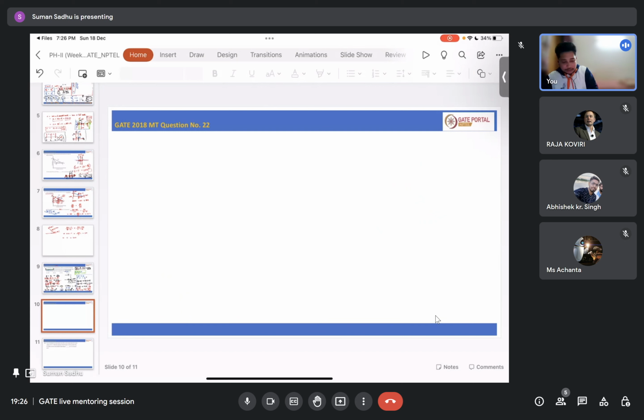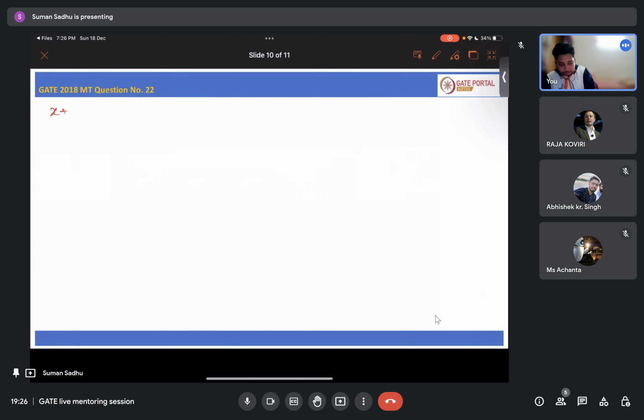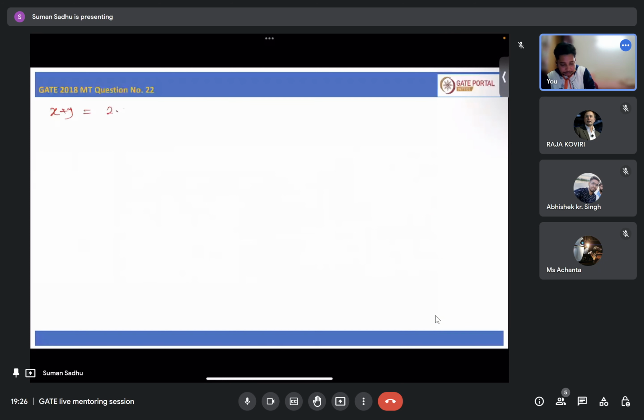So now we have calculated the value of y, and x plus y was equal to 2.38. So what will be the value of x? Then x will be 2.38 minus y. So it will be 2.38 minus 1.345. How much is it coming? 1.035.